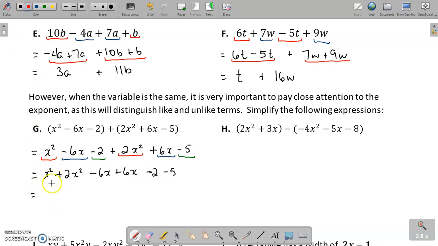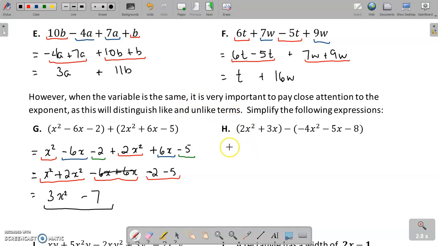And then we look here, and now we can combine the coefficients of the like terms. So 1 plus 2 would give us 3x squared. Minus 6 plus 6 is 0. So that term gets eliminated. They cancel each other out. Minus 2 minus 5 would give us minus 7. So this would be your final answer. You can't combine them anymore because they're not like terms.